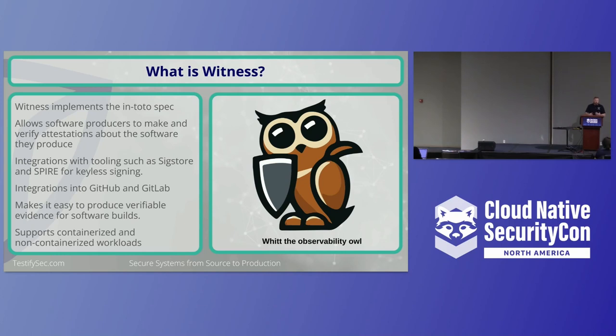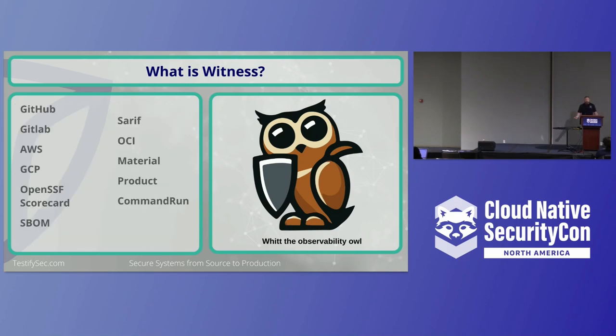It makes it easy to produce verifiable evidence for software builds. If you want to verify that that SARIF came from your static analysis tool, that's what Witness does. If you want to verify that the SBOM was produced at build time from the code in your repository, that's what Witness does. And finally, we support both containerized and non-containerized workloads. We understand that not every software artifact is going to be delivered in a container. The vast majority of software, whether you're embedded or virtual machines, does not exist in a container. In the future, maybe it will, but today it doesn't.